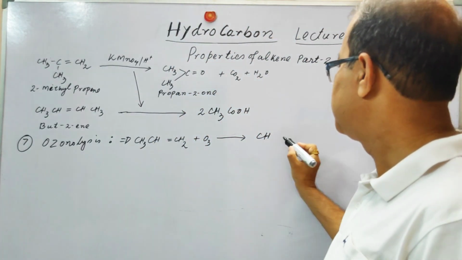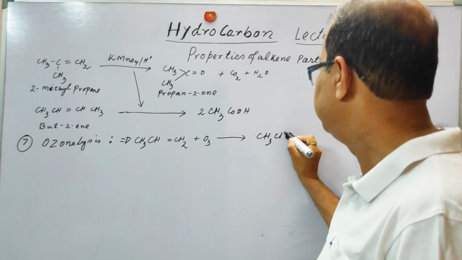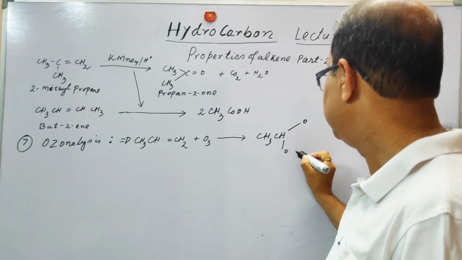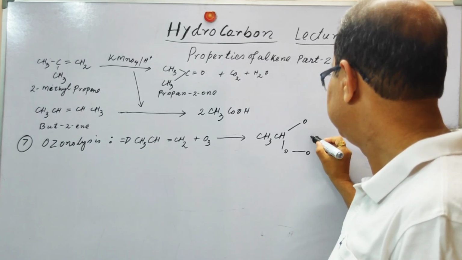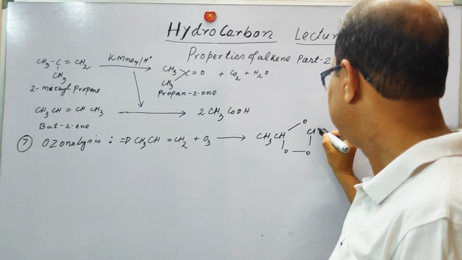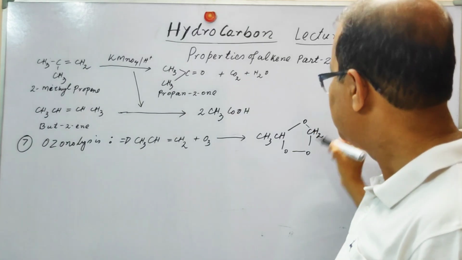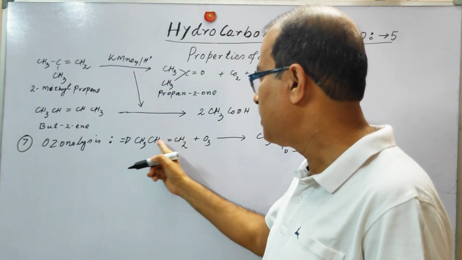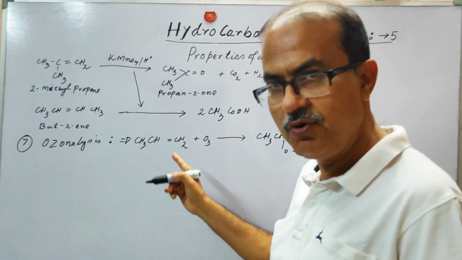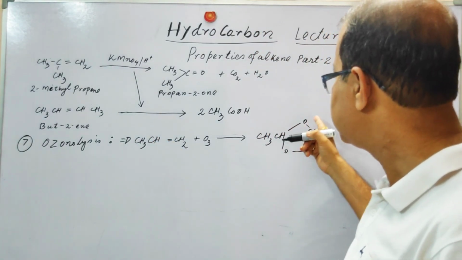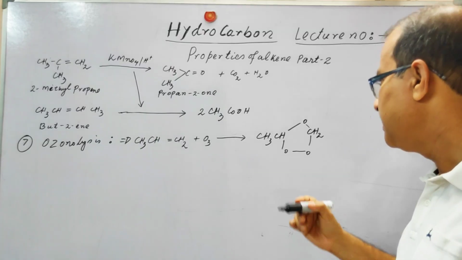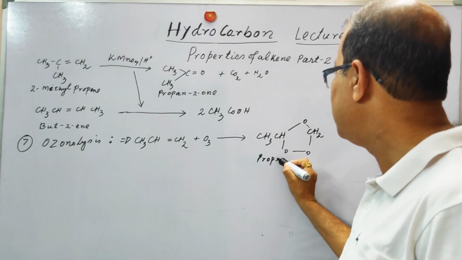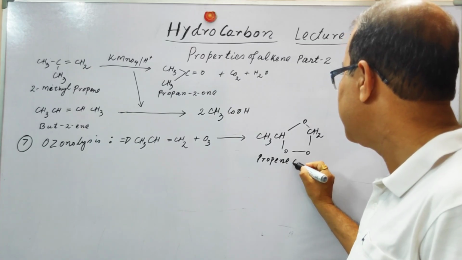So when it is ozonized, it is going to produce this product. You can see the two carbons are in the double bond, and the ozone is added at this position, and this is called propene ozonide.